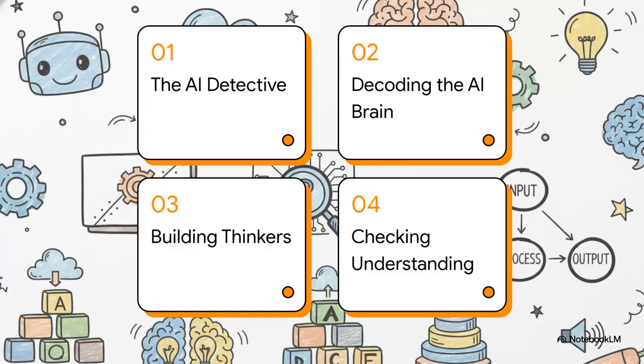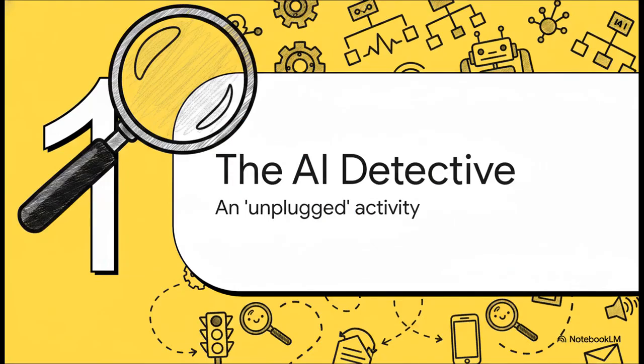So here's how we're going to break this down, and it's basically the structure of the lesson itself. We'll start with a quick 10-minute hook called the AI Detective. Then we'll get into decoding the AI brain. After that, we'll focus on building critical thinkers, and finally, we'll wrap up with some fun ways to check for understanding. Okay, let's get into the first part of the lesson.